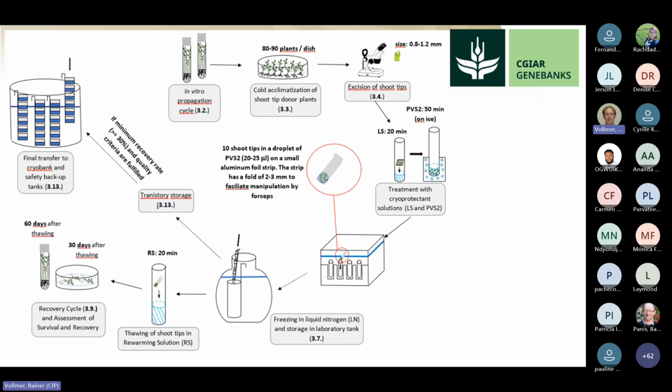This is the same thing, only summarized. So: in vitro propagation, cold acclimatization, shoot tip excision, treatment with cryoprotectant solutions, and then place it in a droplet of PVS2, plunge it into liquid nitrogen, and store it in cryo vials, and then transfer it to a small cryo tank. Then do the viability test, and depending on the recovery rate you get, you take the decision to transfer it to the cryobank or not.